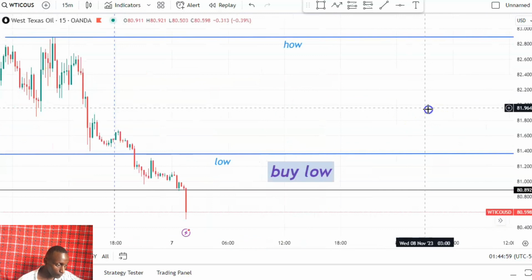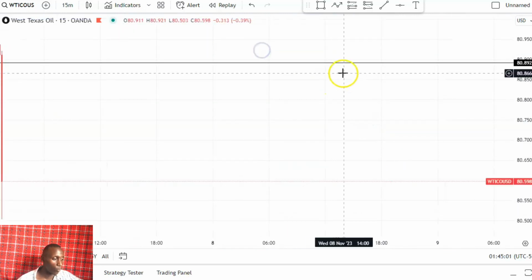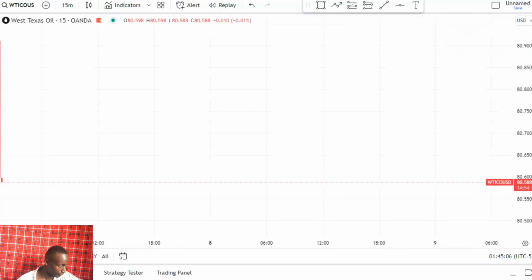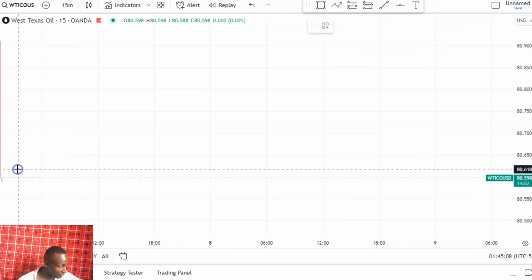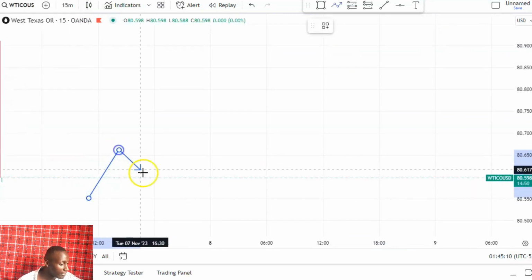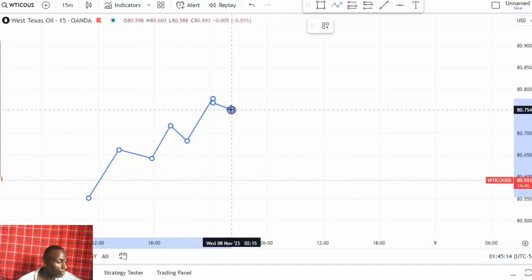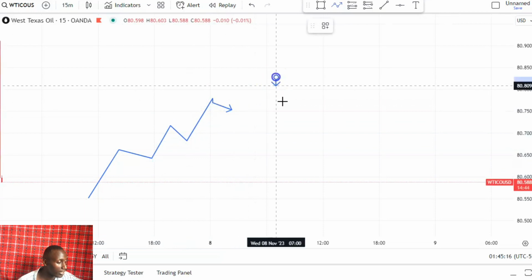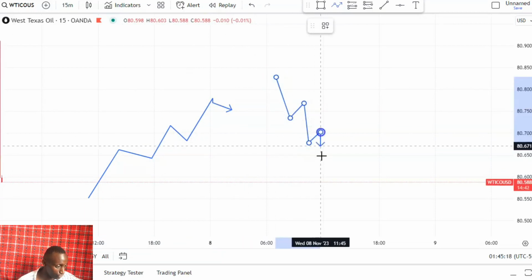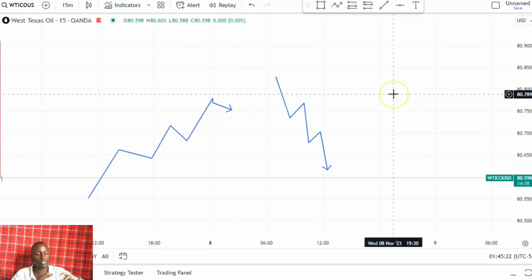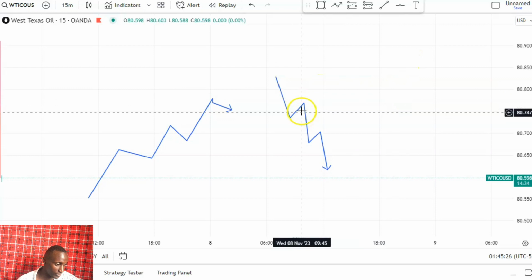Now, you have to understand one thing, and this is crucial. The market, we want to see price breaking highs or price breaking lows. This is how the market moves. Now, we are not interested in the sideways movement. These are the two movements that we see.